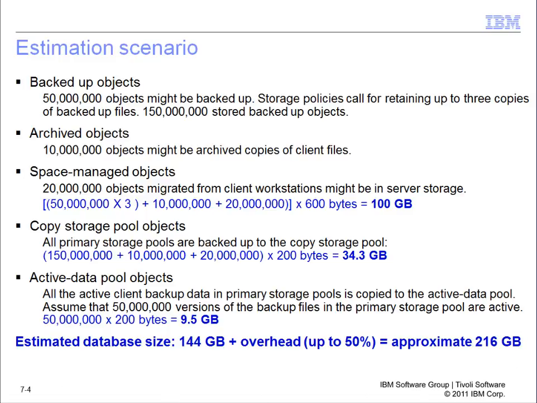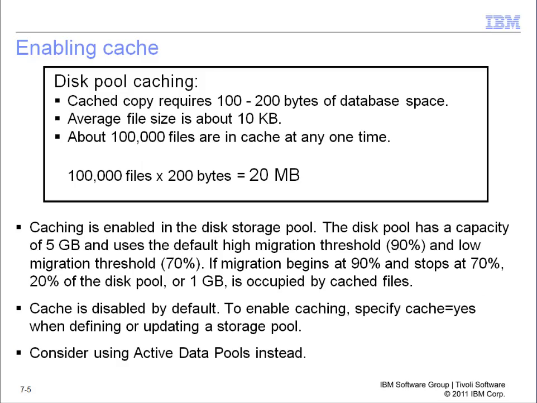Now this is based on what you currently have. It's not taking into consideration your growth. So you would want to add more. And here's caching. Remember, caching takes up additional database space if you're using it. Caching is a way of keeping a copy in cache as opposed to having to go to your storage pools. Something you could do is use active data pools instead.